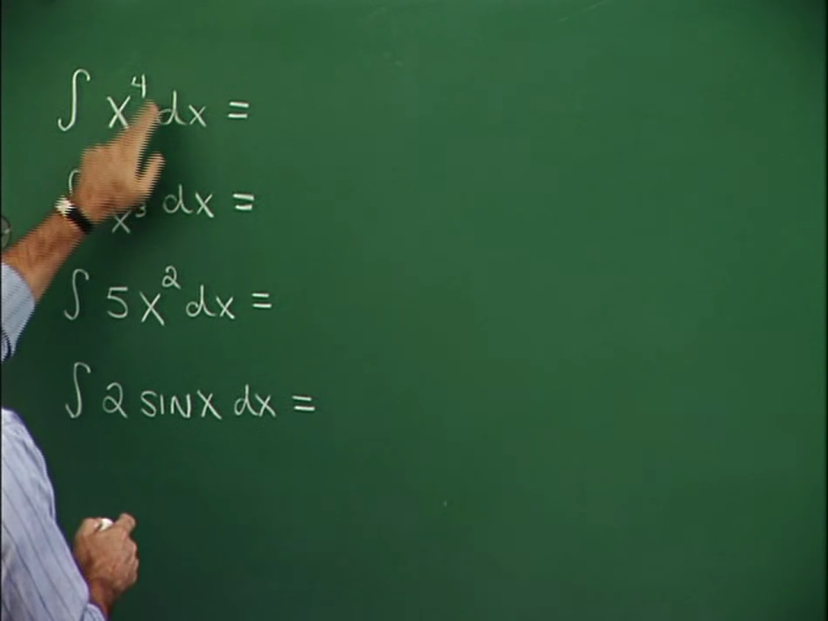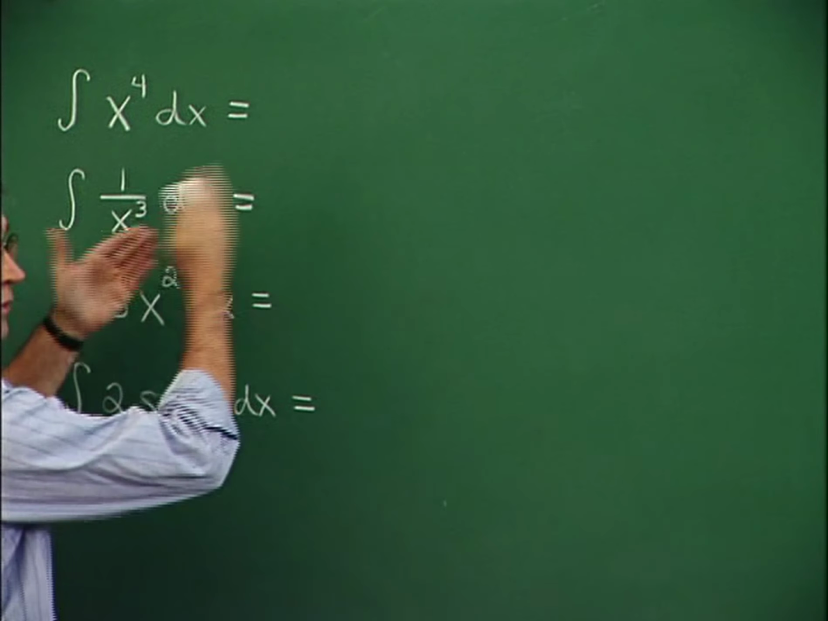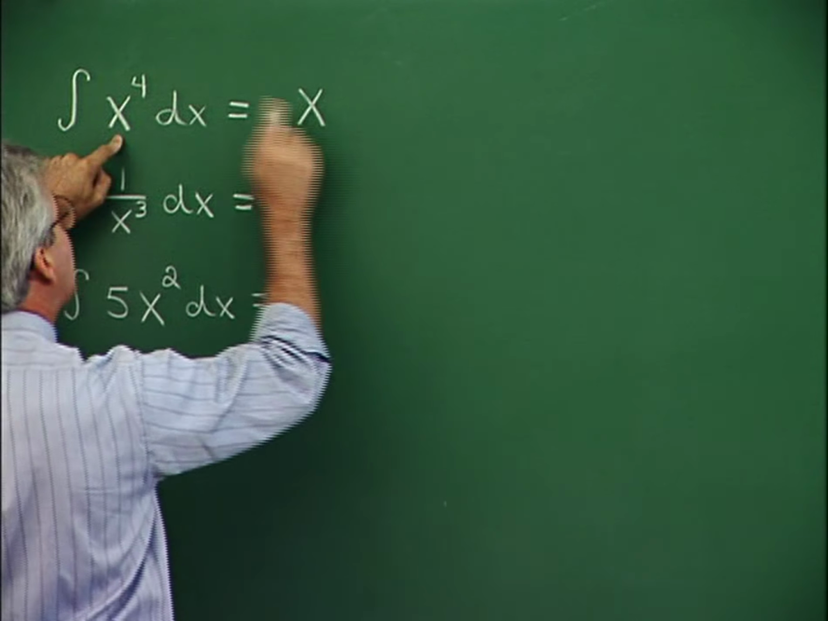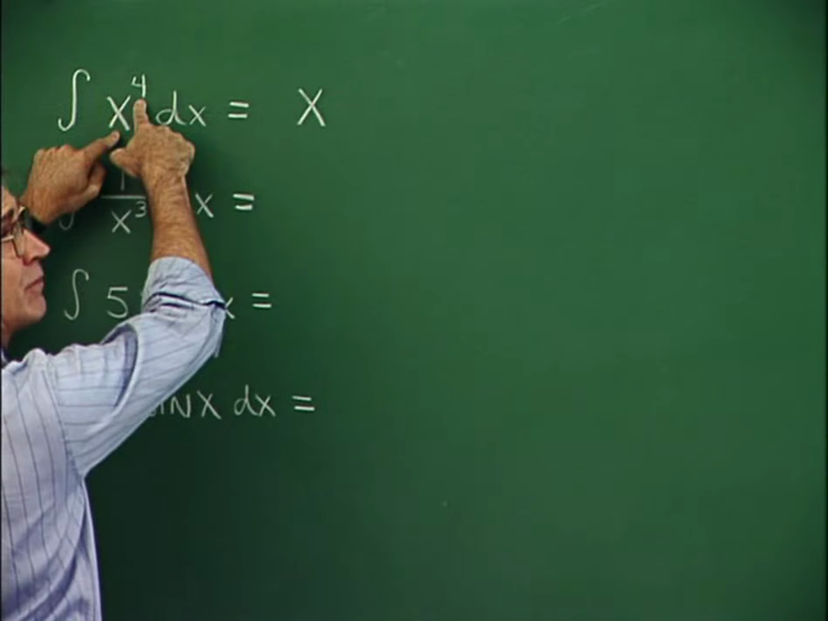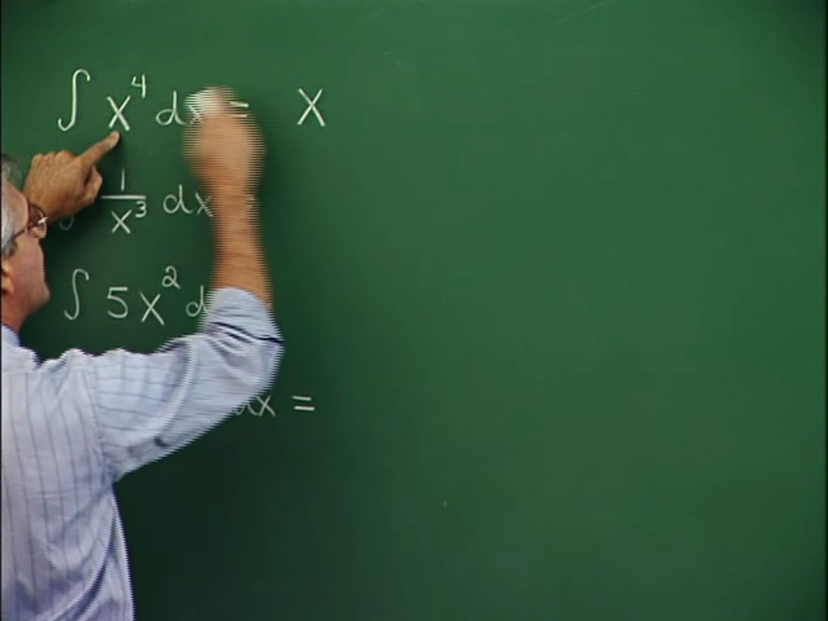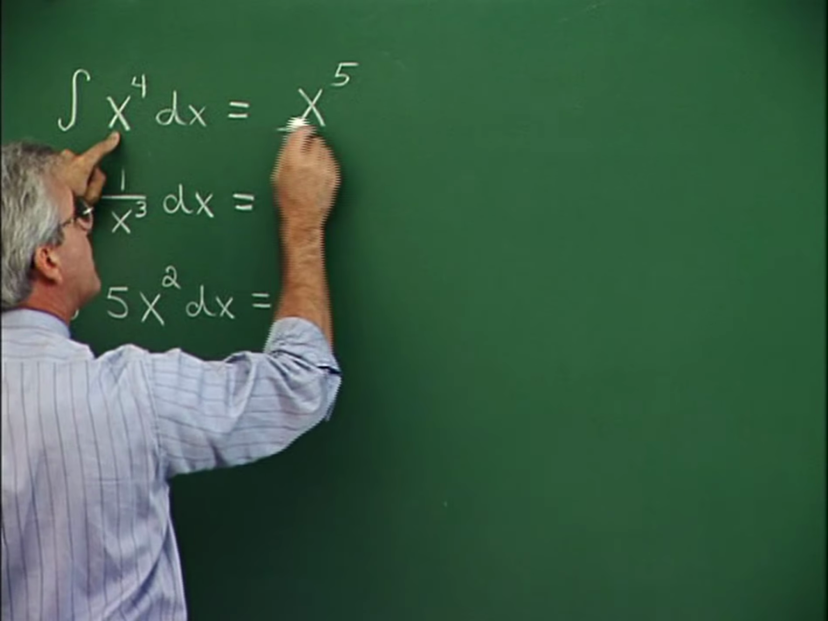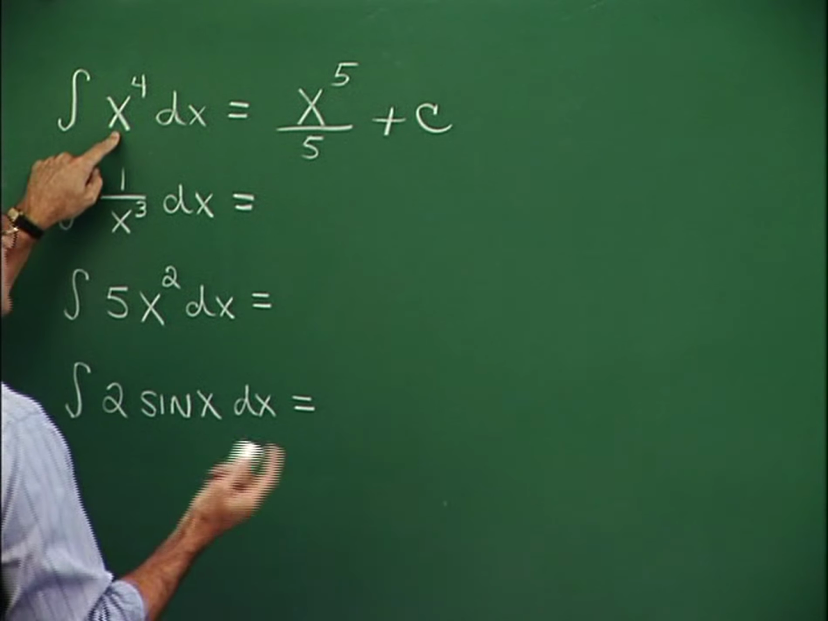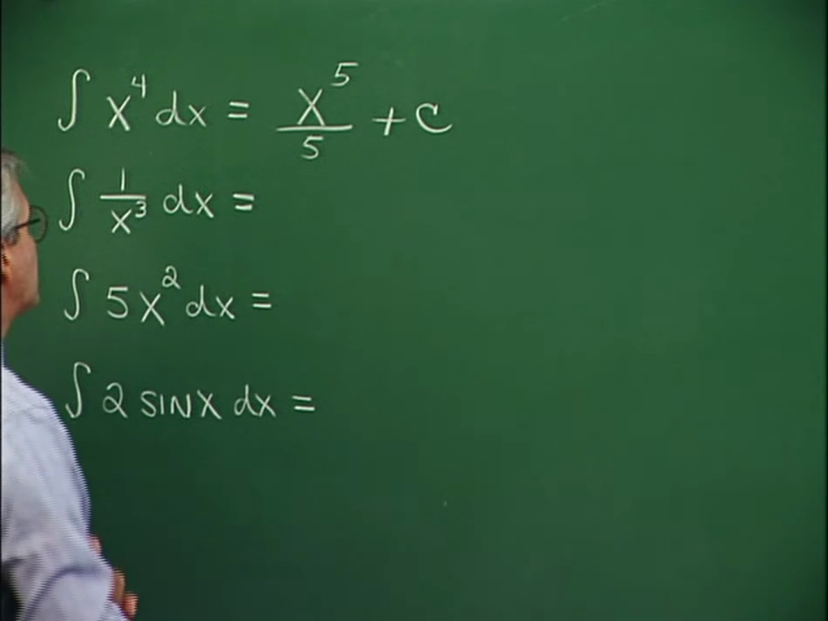The integral of x to the 4th dx is, well, let's see, we're using this power idea, so this becomes x to the 1 larger exponent than 4, that's 5, divided by 5, and then plus the constant. And that truly is all there is to that situation.